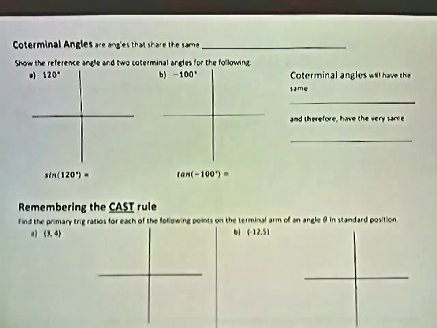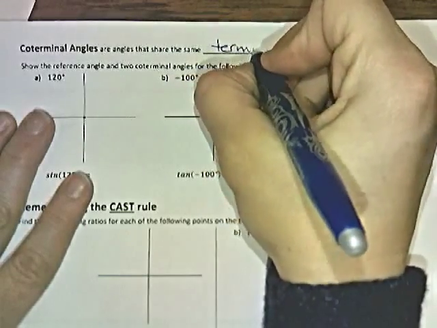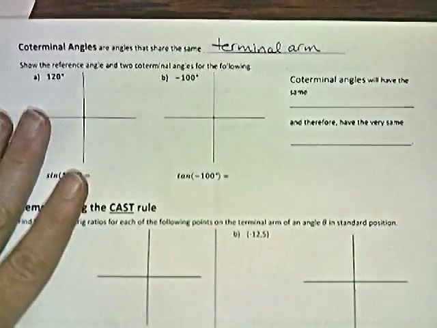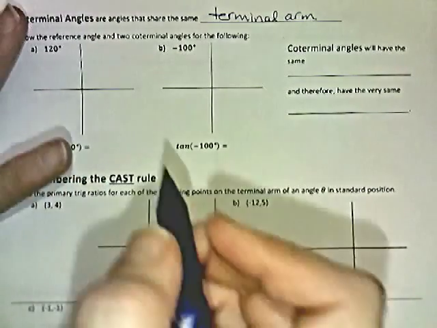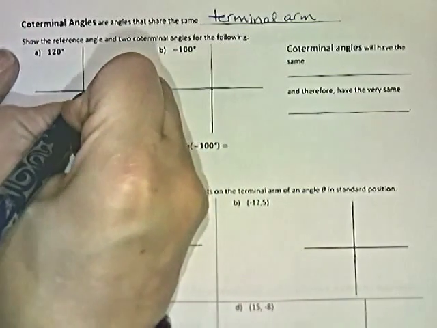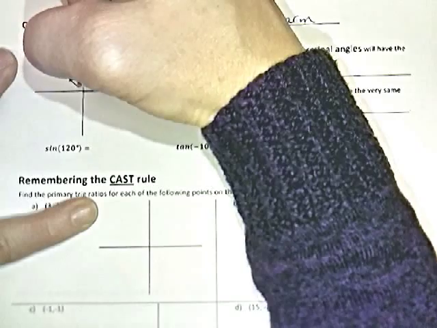Coterminal angles. When you are asked to talk about coterminal angles, they are any angles that share the same terminal arm. Now they will share the same initial arm as well because that never moves. However, the important part is that they share the same terminal arm. So if we were to draw a 120 degree angle, so there's my initial arm, would swing past the 90 into the second quadrant for a 120 degree indicated angle. So maybe about there. There's my terminal arm.